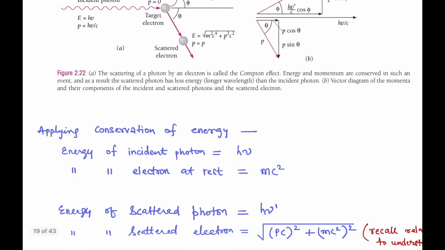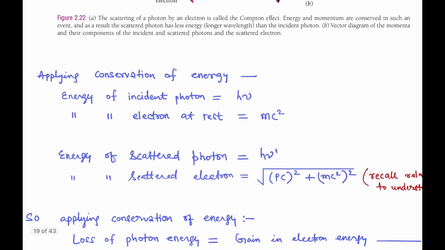So obviously whenever two things collide, energy and momentum is the basic conservation principle which is going to hold true, and as a result a scattered photon will have less energy than the incident photon, because that incident photon will share the energy with the target electron.